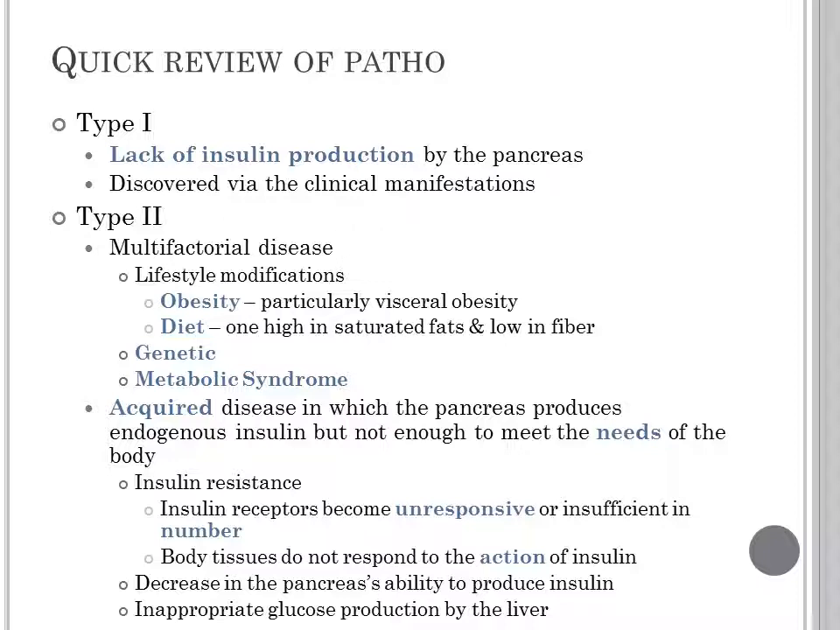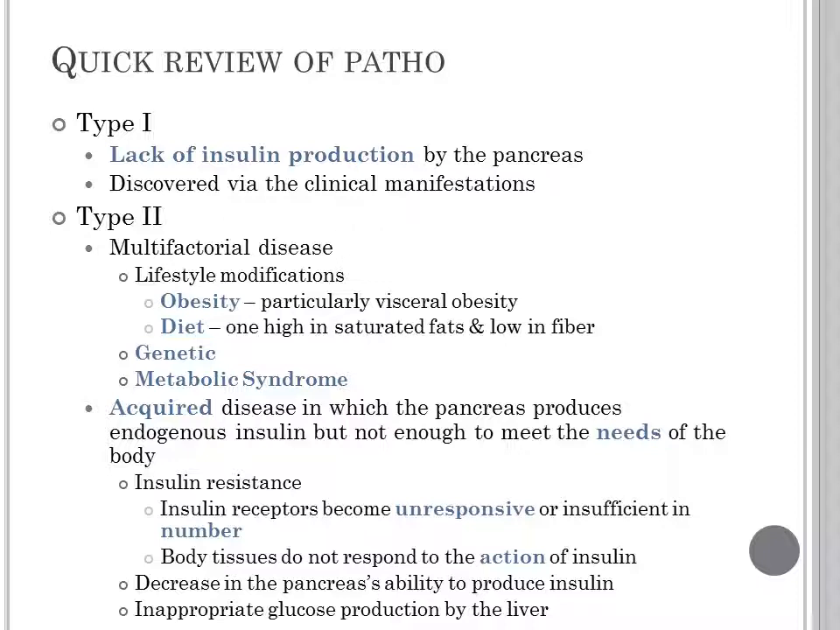So with type 1, there's not a lot you can do about it. It's an autoimmune disease, much like lupus or celiac disease. It's just something the patient has and they have to work into their life to deal with. Now, type 2 is a little bit different.